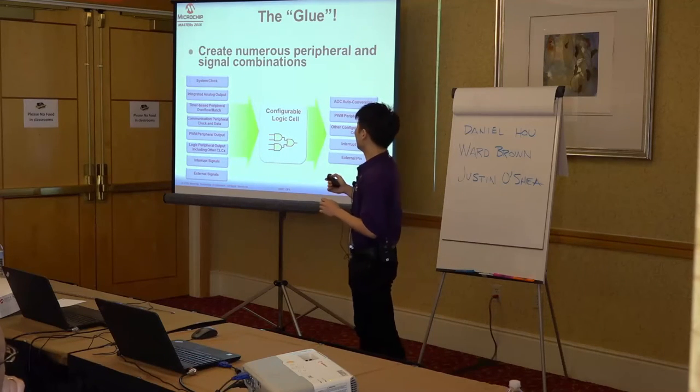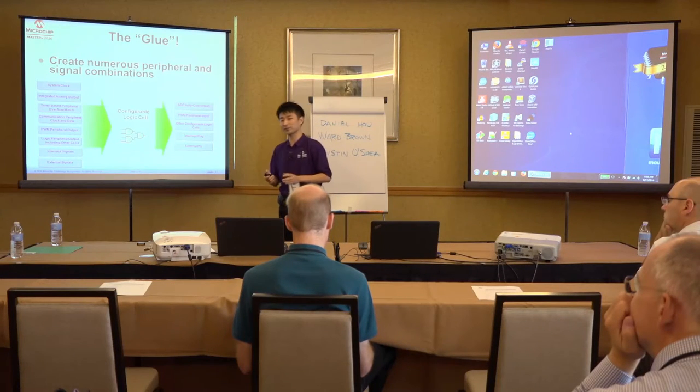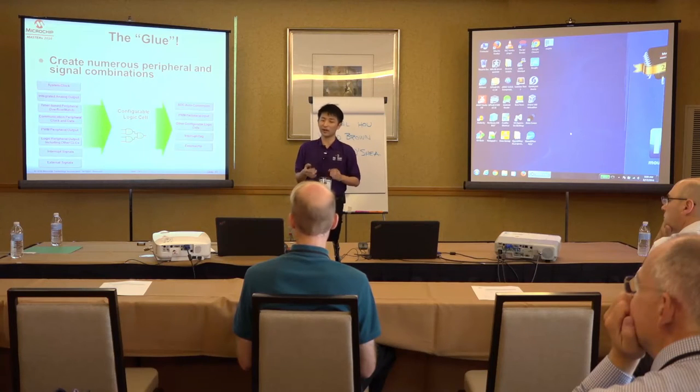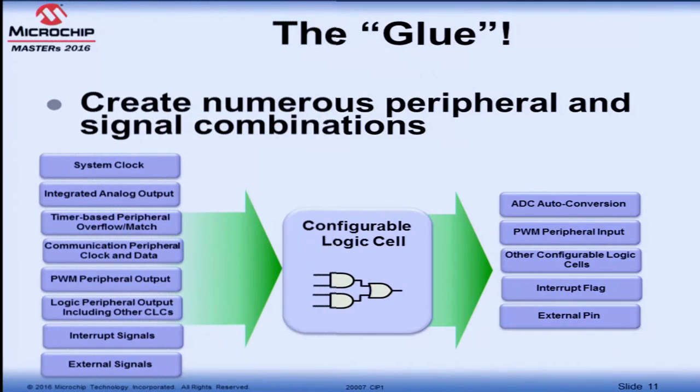All right? And most importantly, we call the CLC the glue, because it really glues all the other peripherals together to complete a more complex task. As you can see on the screen, we have a bunch of different inputs from different peripherals, even interrupt signals and external signals, as inputs of the CLC. And for the output, we also have different peripheral signals. I'm not even listing all of the signals because the screen won't be big enough to hold that. And please note that a CLC can also be routed to another CLC. That means you can have two CLCs cascaded with each other and do even more complex jobs.